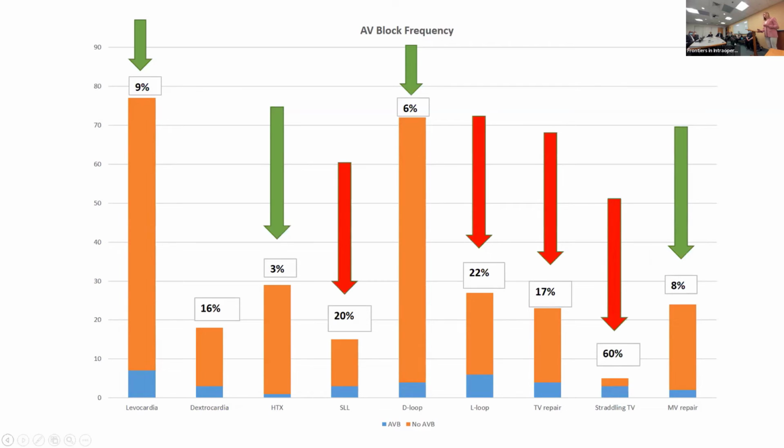Areas where we still need a lot of work are looped hearts. The susceptibility of the conduction system in that anatomy has yet to be fully understood, exactly why that happens. And I'm not sure that mapping will be enough to totally eliminate that risk. And then straddling tricuspid valves have also been a major problem that continue to have a very high risk of heart block.